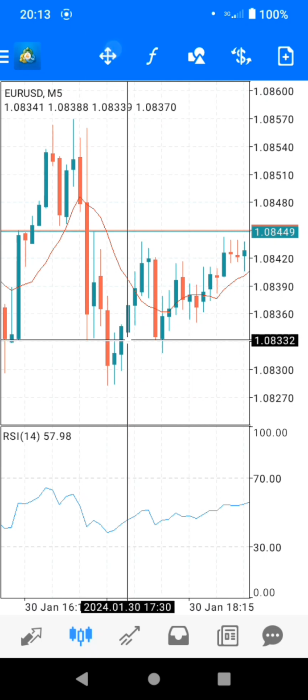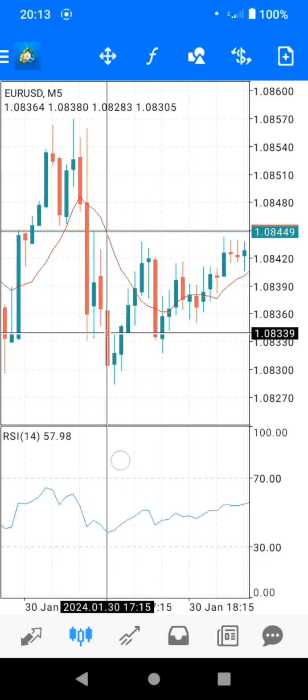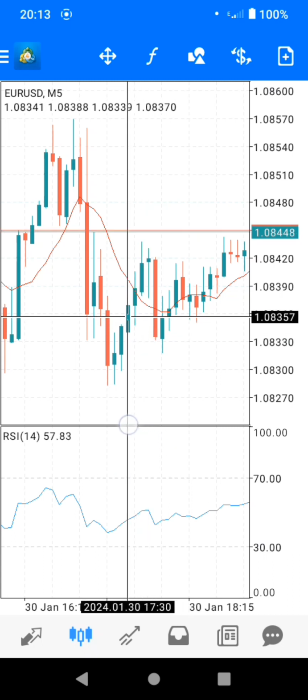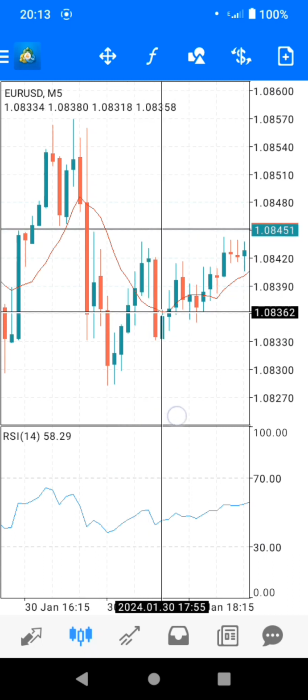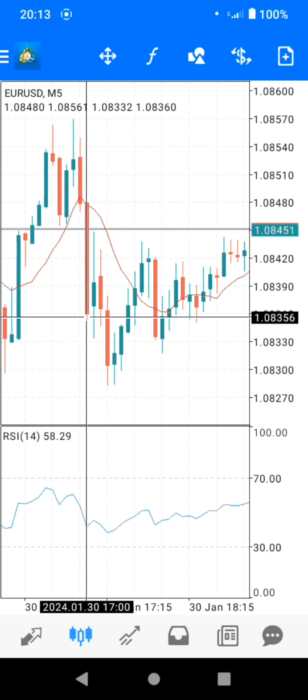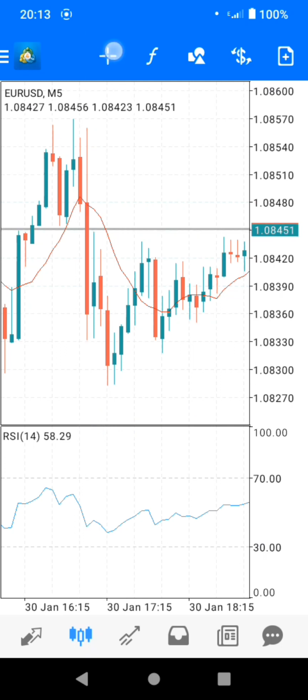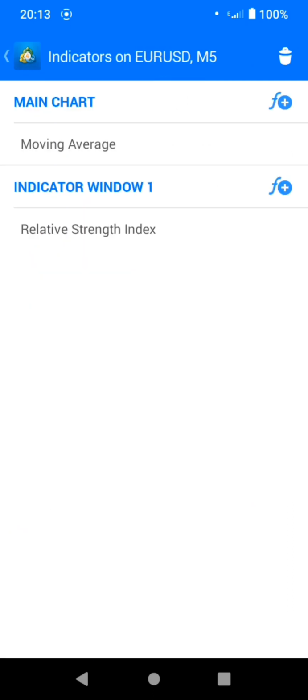Now when you just tap on this icon, it's going to show you all the details about that particular candle, right? What happened, the date and the time. Just look at the bottom, it shows you everything. If you want, you just touch this, then it's going to go up. Now you are seeing an F here. Look at the top, you just tap in here.